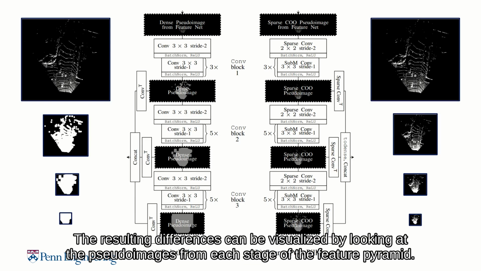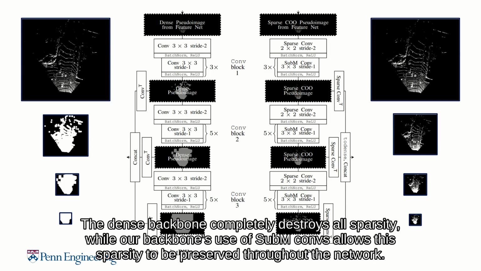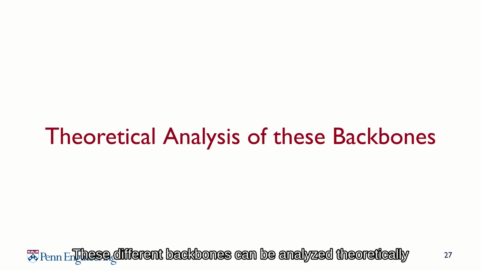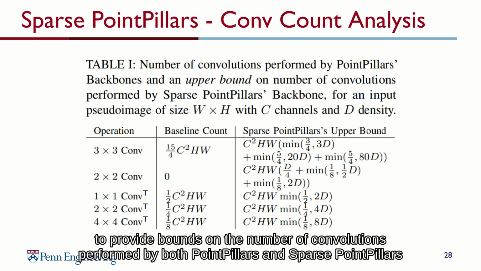The resulting differences can be visualized by looking at the pseudo-images from each stage of the feature pyramid. The dense backbone completely destroys all sparsity, while our backbone's use of sub-M convolutions allows this sparsity to be preserved throughout the network. These different backbones can be analyzed theoretically to provide bounds on the number of convolutions performed by both PointPillars and Sparse PointPillars.